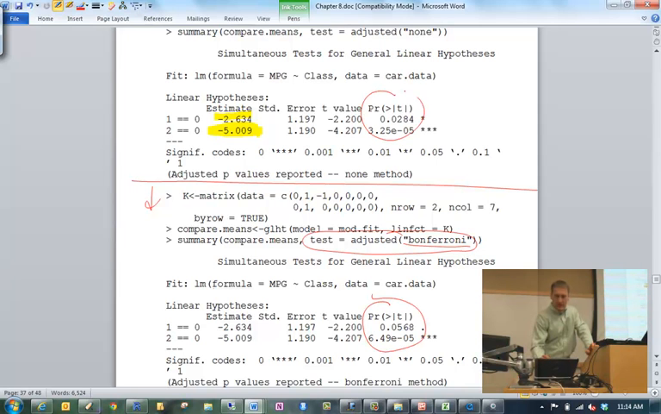These p-values are different. The standard errors are the same. 1.197, 1.197. So the p-values are different. How are they different? What was done, do you think?